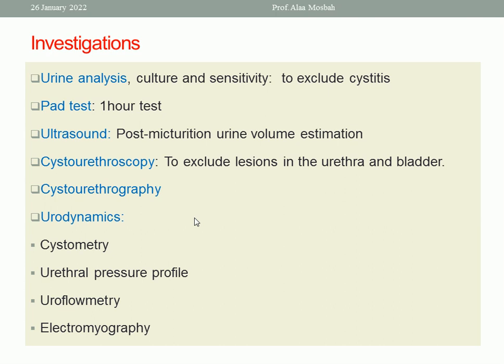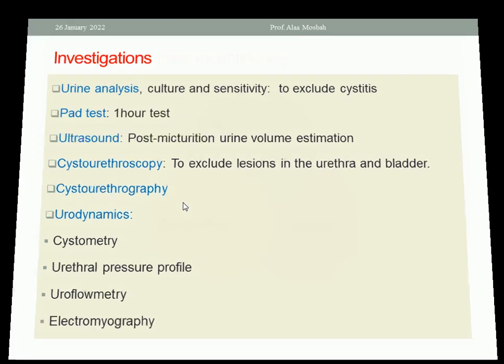Urodynamics is important for diagnosis of incontinence in general, including cystometry, measuring the filling and the voiding pressure, intravesical pressure, also measuring the urethral pressure profile through a special catheter and the bladder pressure, uroflowmetry while the patient is using a special chair, and electromyography. So cystometry, urethral pressure profile, uroflowmetry, and electromyography are components of urodynamics.